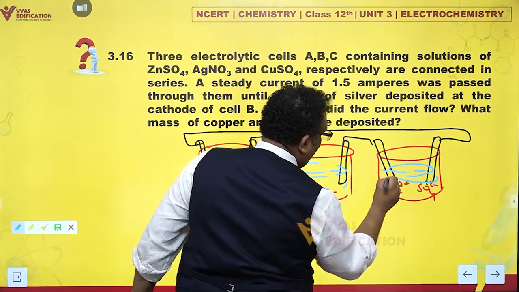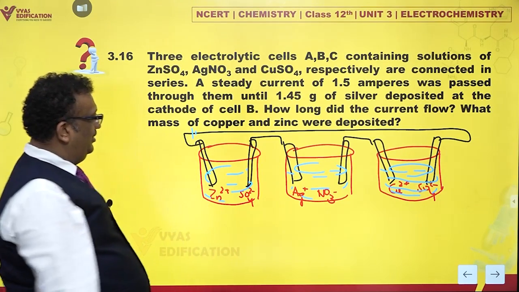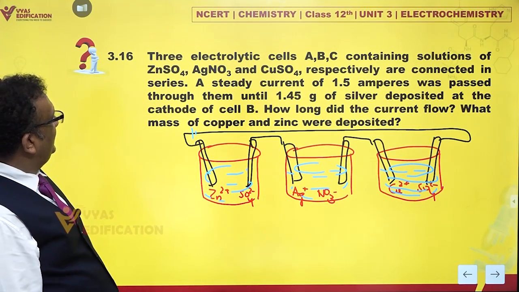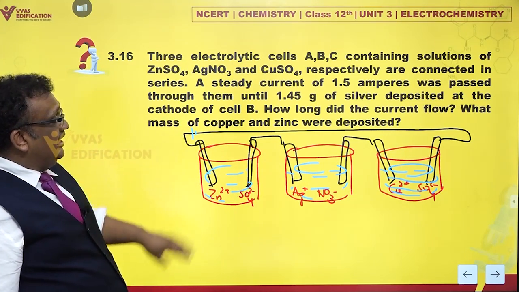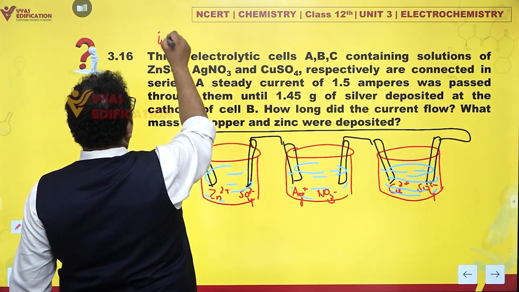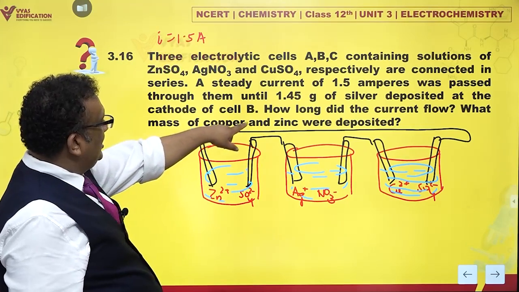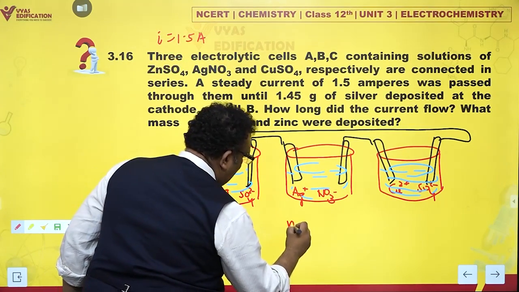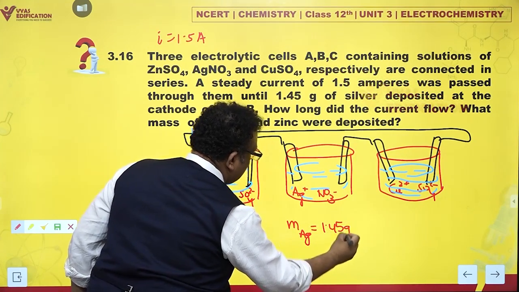So the amount of current flowing through these solutions is exactly the same. I am using a battery here. These are connected in series. A steady current of 1.5 amperes flows through them. So I is 1.5 amperes. The mass of silver deposited is 1.45 grams.